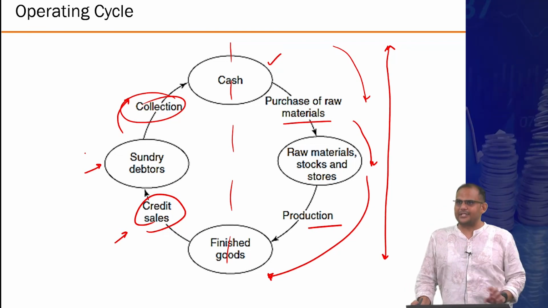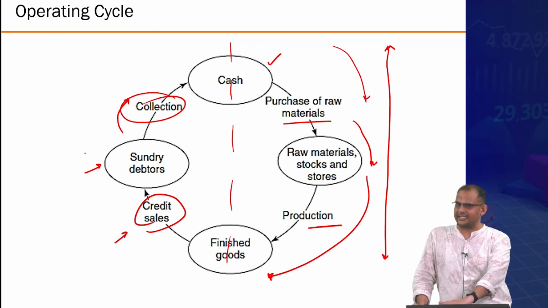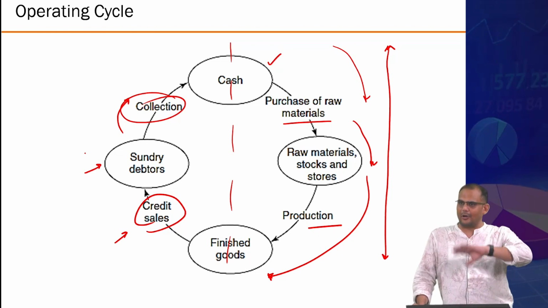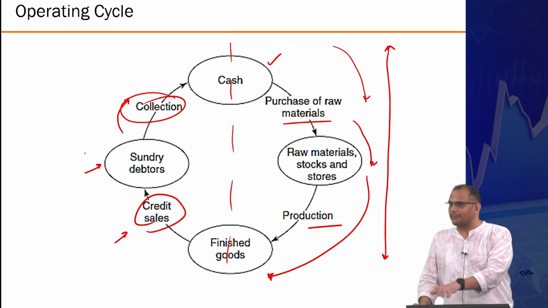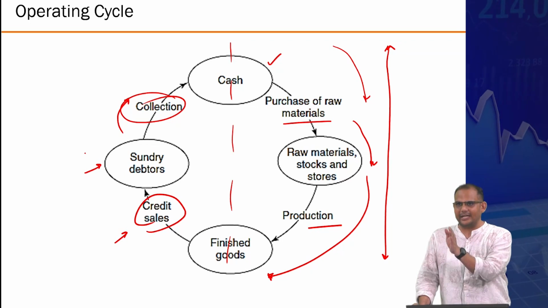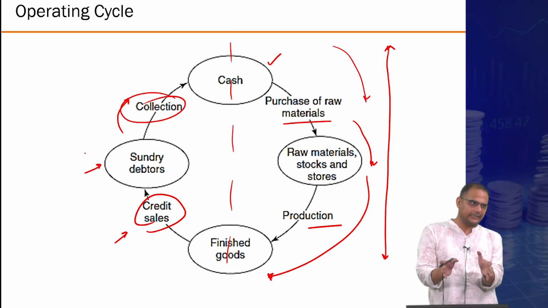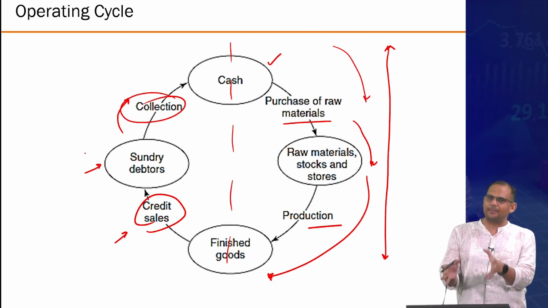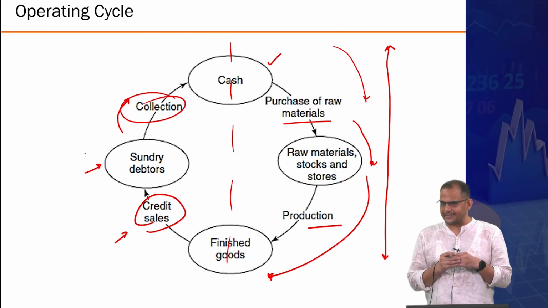If your purchase of raw materials is taking too long, you are not able to reach the production cycle, so maybe you need to order much more in advance. If you are ordering in advance, or you are making more stock, you need more money invested in the cycle. So essentially, the more the delays in this operating cycle, the more your working capital requirement is, right?